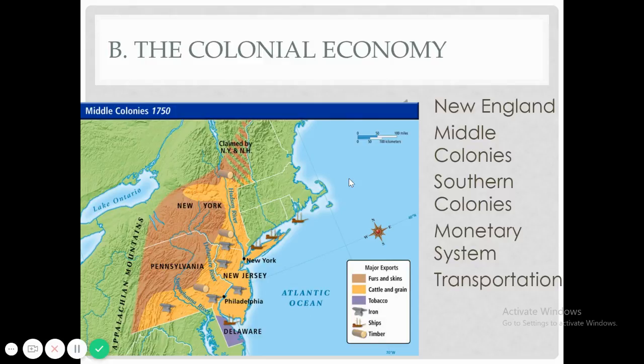The middle colonies had very rich soil. They produced an abundance of wheat for export to Europe and the West Indies, and they would have farms of up to 200 acres. They would hire some workers. There were still some indentured servants that would work alongside the farm family.